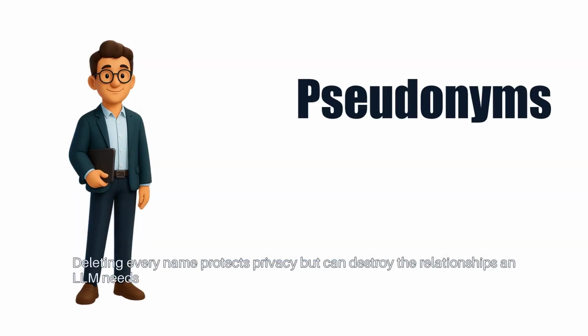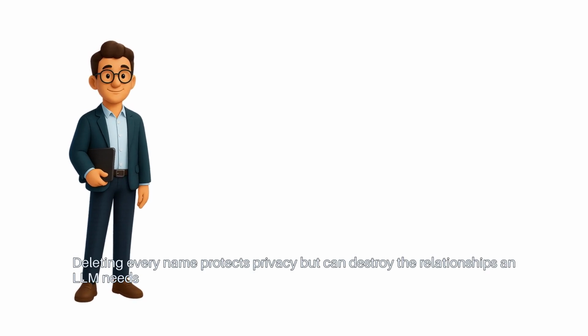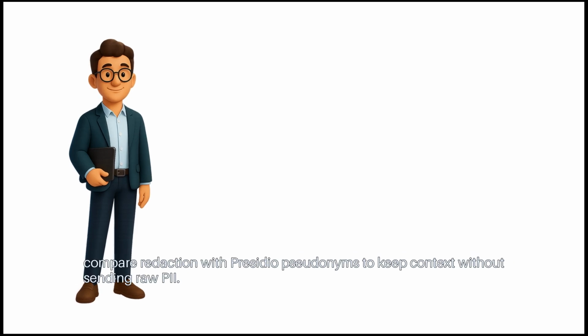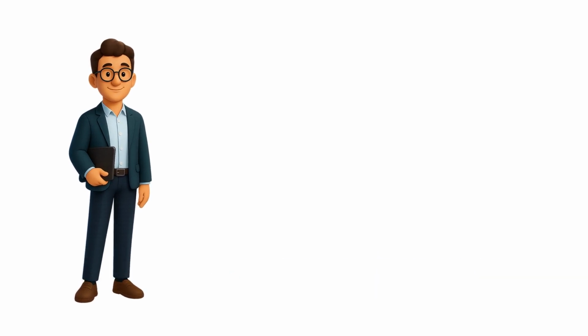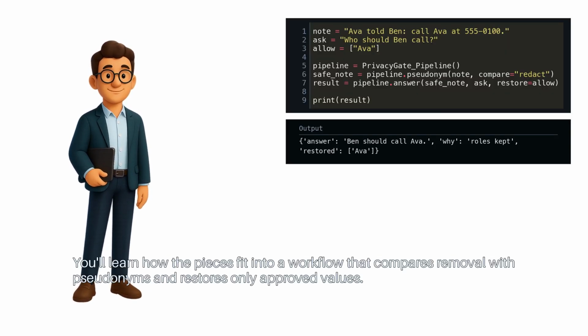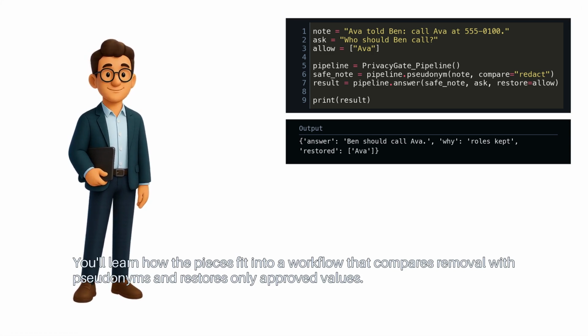Deleting every name protects privacy, but can destroy the relationships an LLM needs. Compare redaction with Presidio pseudonyms to keep context without sending raw PII. You'll learn how the pieces fit into a workflow that compares removal with pseudonyms and restores only approved values.